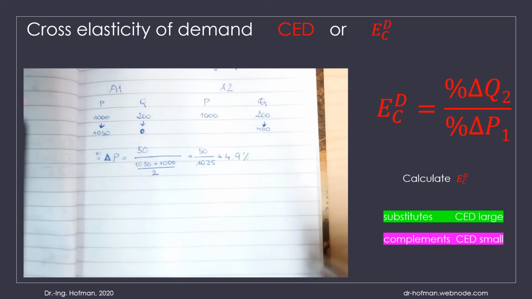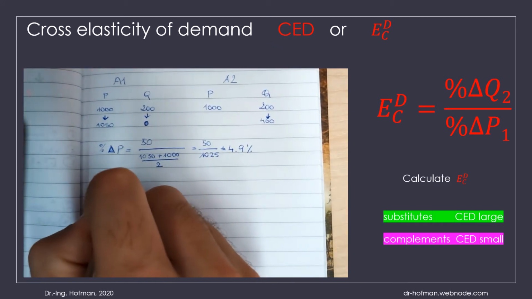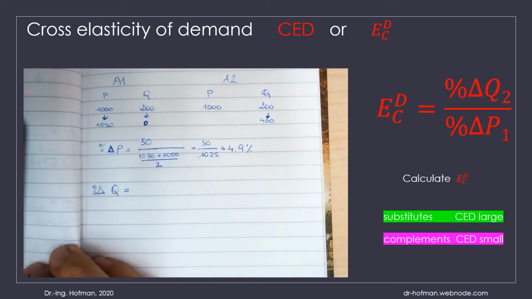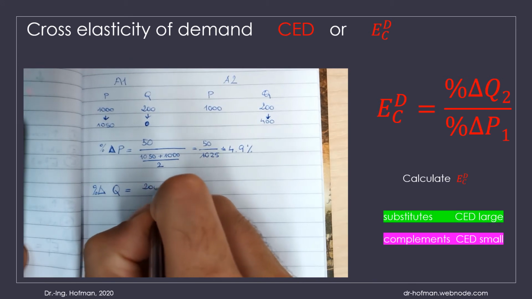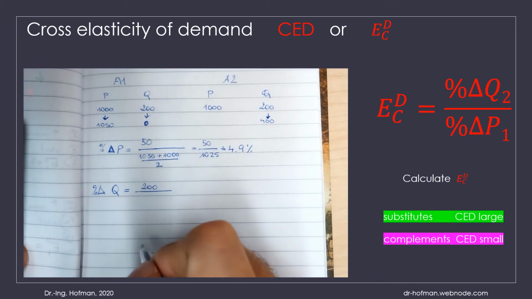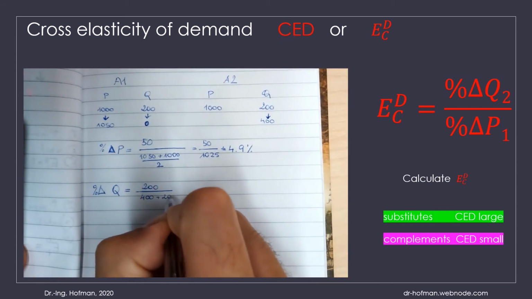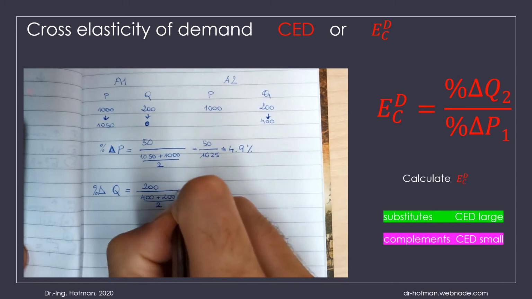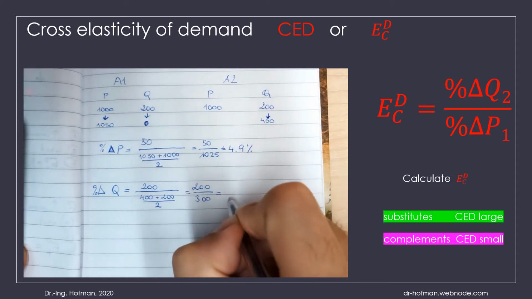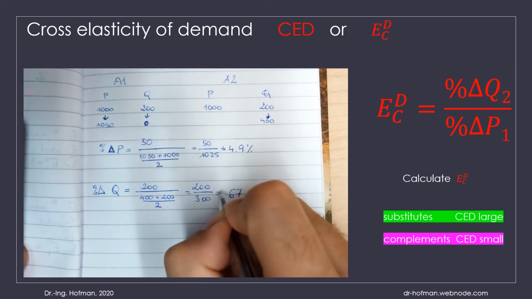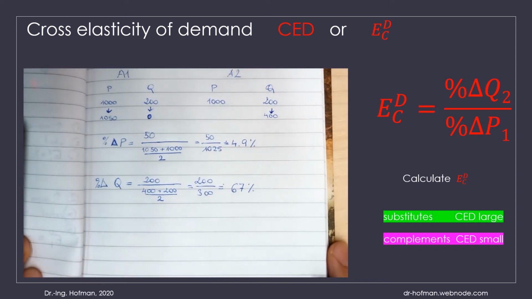And as our base, we want to use the average. The percentage change of quantity is approximately 200 over 400 plus 200 divided by 2, which is 200 over 300, which is about 67%. The percent change in the quantity demanded for A2 tickets is 67%.